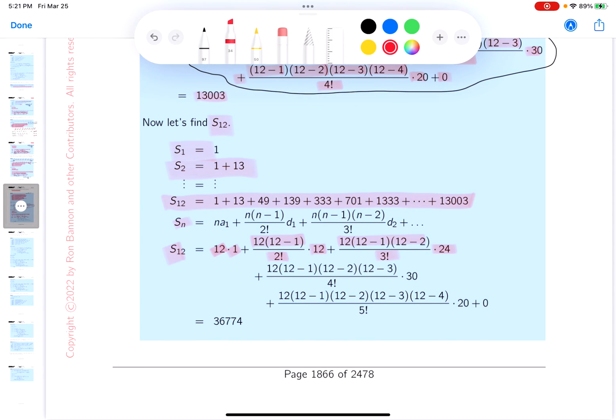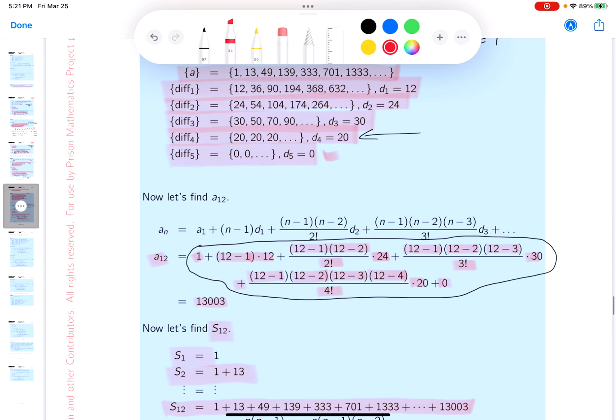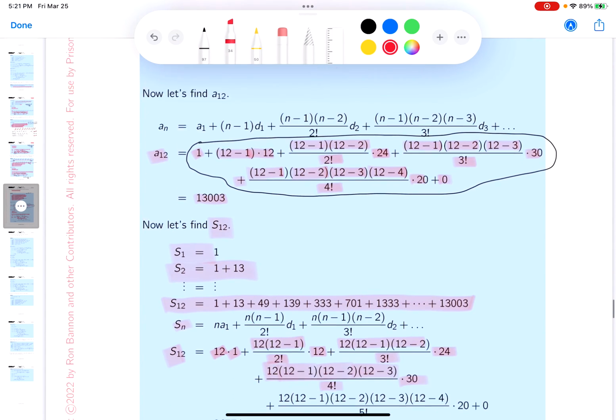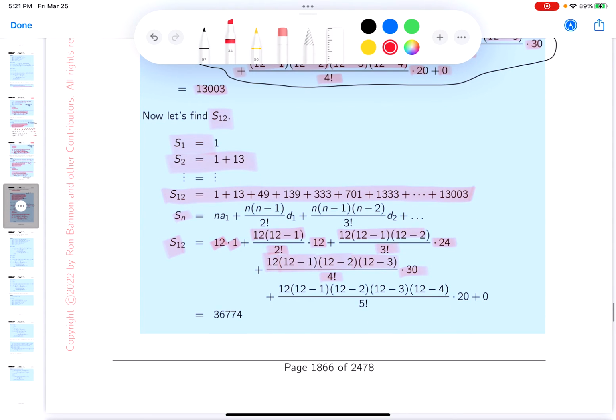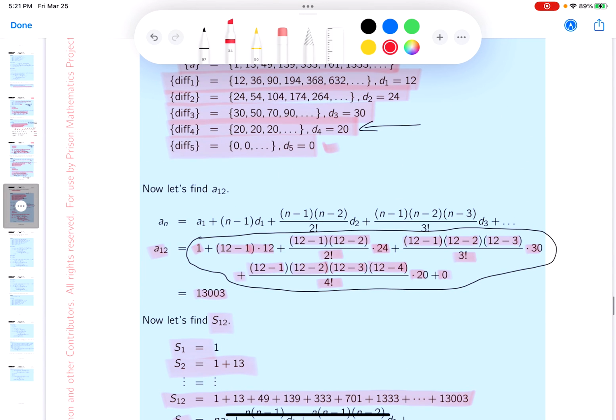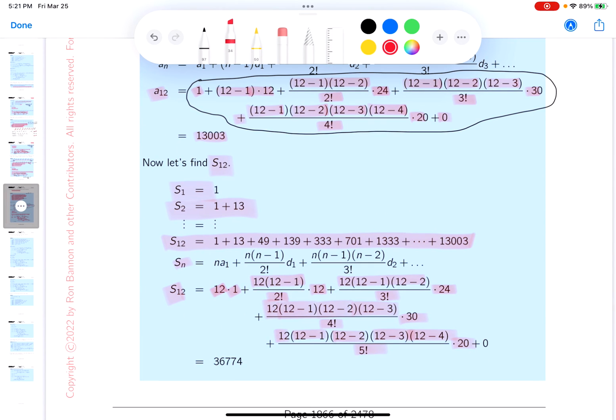We're going to get D3 now. What's the next term? 12 times 12 minus 1, 12 minus 2, 12 minus 3 over 4 factorial. And then it's going to be that D3, which is 30. And now I'm going to D4. 12, 12 minus 1, 12 minus 2, 12 minus 3, 12 minus 4, over 5 factorial times 20. Let me just make sure that is there, D4. All right? So D1, D2, D3, D4. We did it. We got it. All right? Everything that follows is 0.